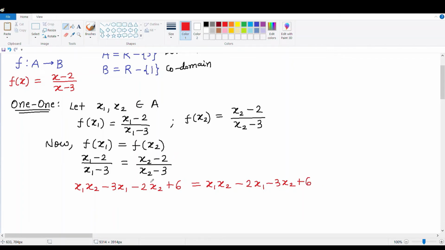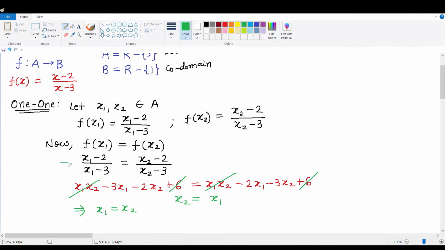Since we did cross multiplication, we don't have a denominator anymore. Now whatever is common on both sides, we can cancel that out. So you can see x1x2 on both sides, I can cancel that out. 6 and 6 can cancel out. So now we are just going to gather all x1 terms on one side and all x2 terms on the other side. So if I send this negative 3x1 to this side, I am going to get negative 2x1 plus 3x1. So I will end up getting x1. And when I send this negative 3x2 to the other side, then negative 2x2 plus 3x2. So I am going to end up getting x2. So this is nothing but x1 equals x2.